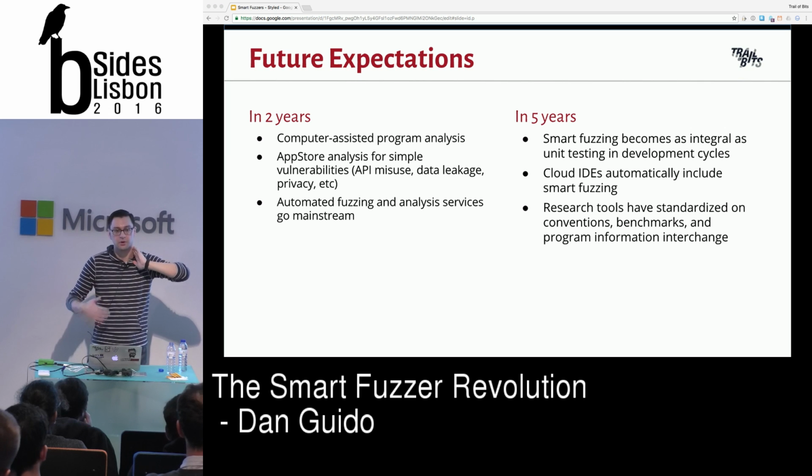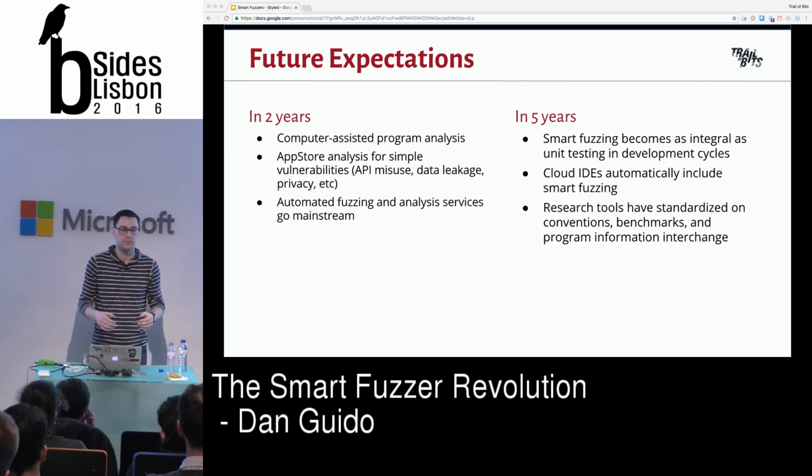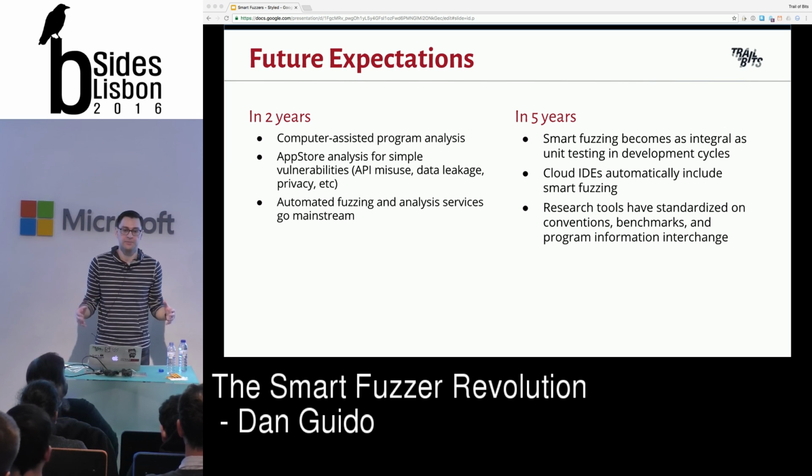And then tools like Project Springfield and OSS-Fuzz will remain around. People will use them in larger and larger numbers. It'll be slow, but over the next 2 years, you'll start to see the vast majority of really popular open source programs start to take advantage of continuous, ongoing, automated bug finding in the cloud.